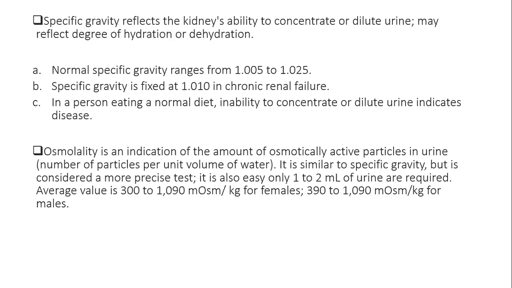And the next one is osmolarity. Osmolarity is an indication of the amount of osmotically active particles in urine, and it is similar to specific gravity, but it is considered a more precise test, and it is also easy. Only 1 to 2 ml of urine is required, and the average value is 300 to 1090 milliosmol per kg in females, and 390 to 1090 milliosmol per kg in males.